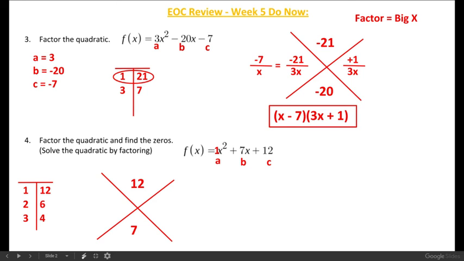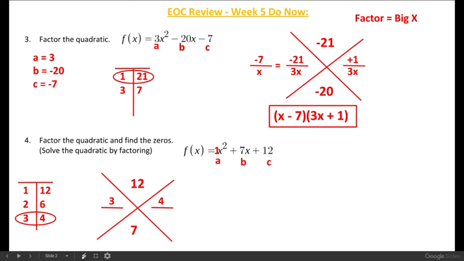So out of our pairs of factors, which pair can somehow give me 7 when I add or subtract? That would be 3 and 4. Everything's positive, so I don't have to worry about changing any signs. 3 times 4 is 12, and 3 plus 4 is 7. So that's my pair of factors that I want to use.